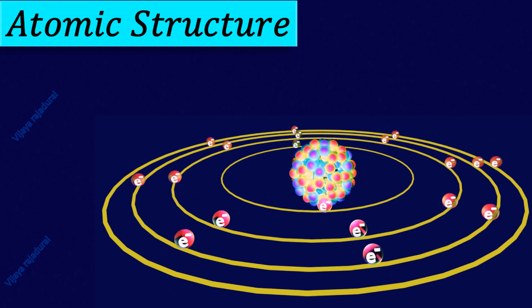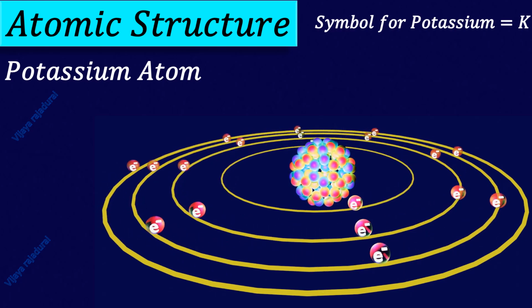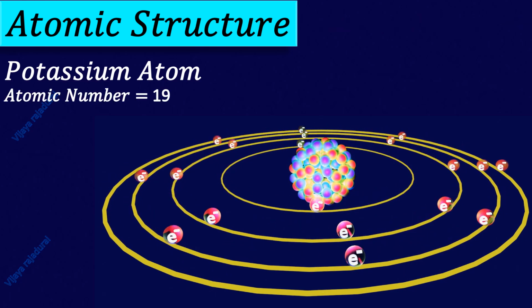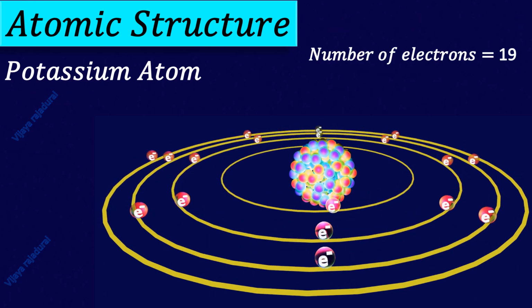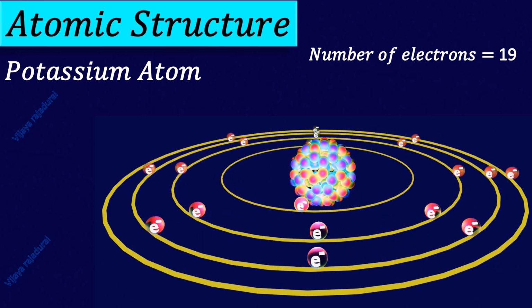In this video, we are going to see the atomic structure of potassium atom. Symbol of potassium is K. Its atomic number is 19. In this atom, 19 electrons are present.